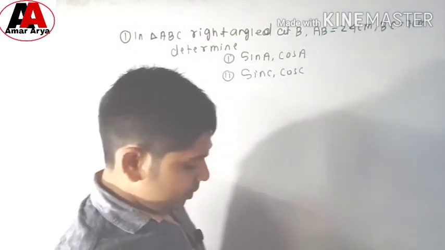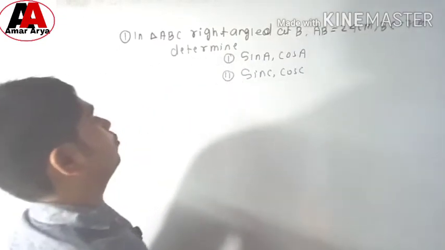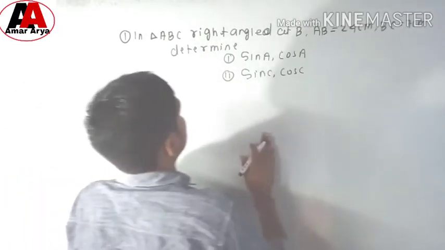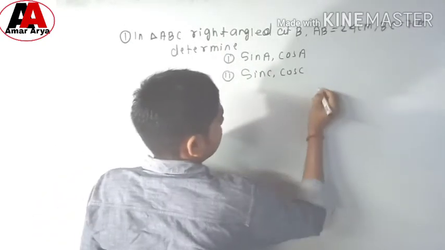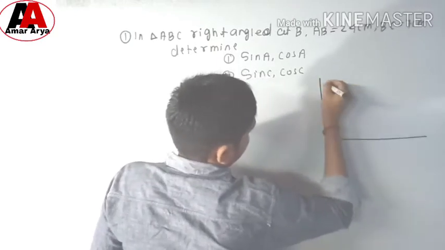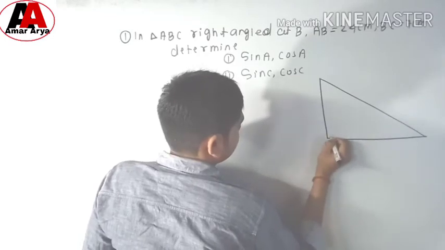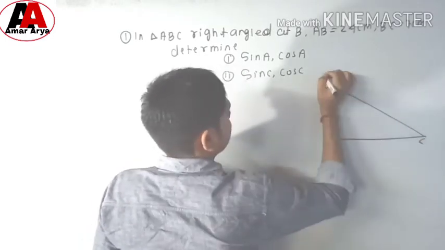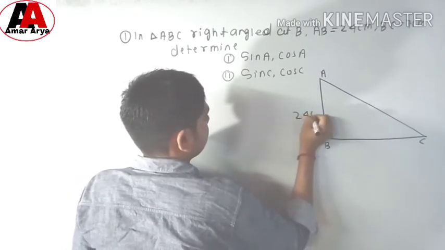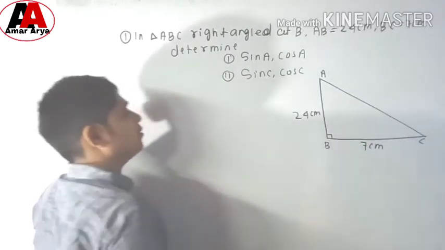After that we can find whether it is perpendicular or base or hypotenuse. First of all, ABC is a right angle triangle. This is the triangle, and the right angle is at B, so we can write here B. This is C, here is A. So first of all, please check AB equals 24 centimeter, and BC equals 7 centimeter.